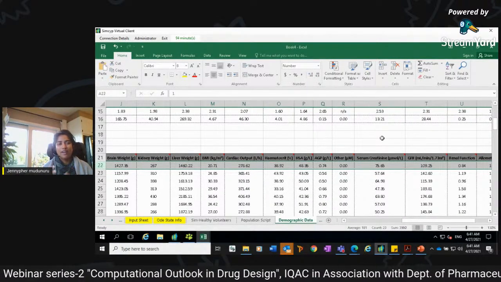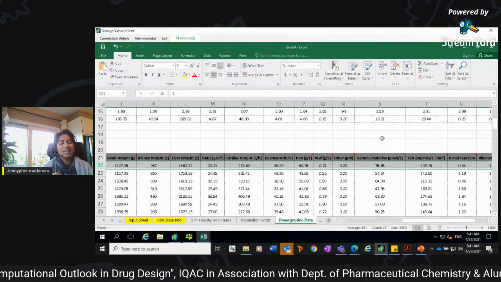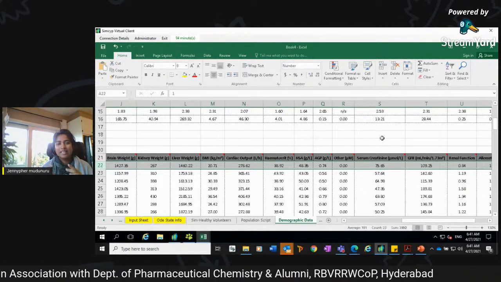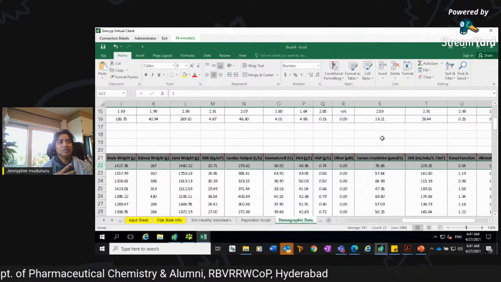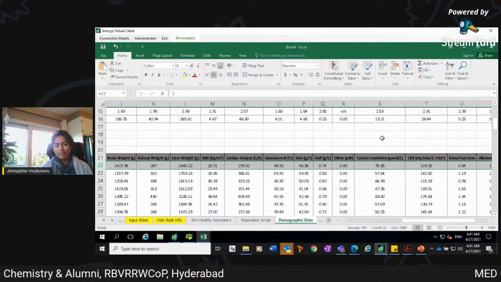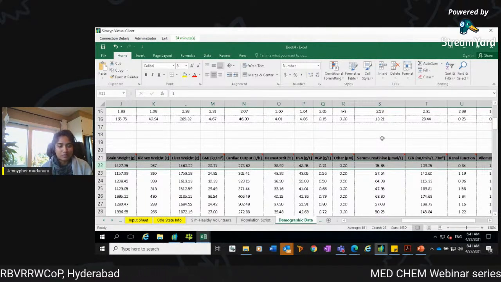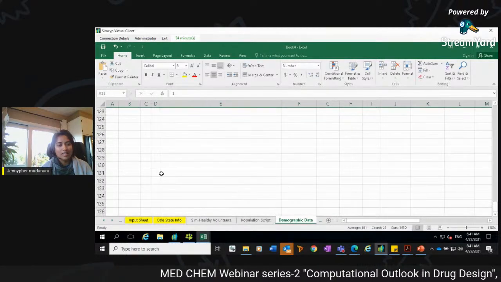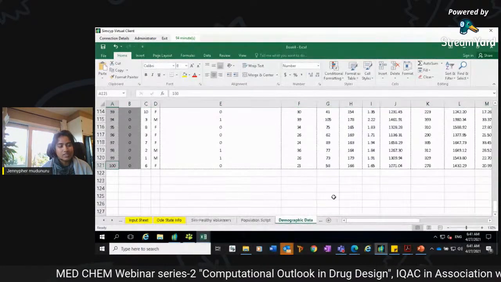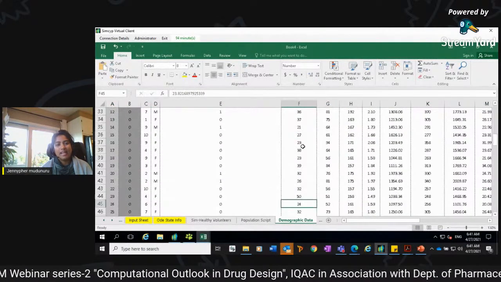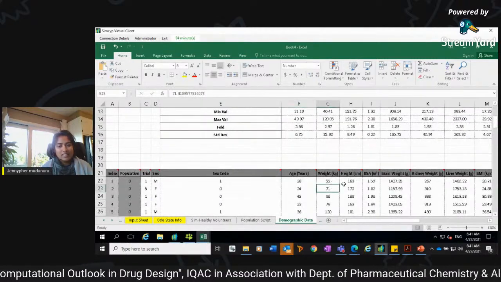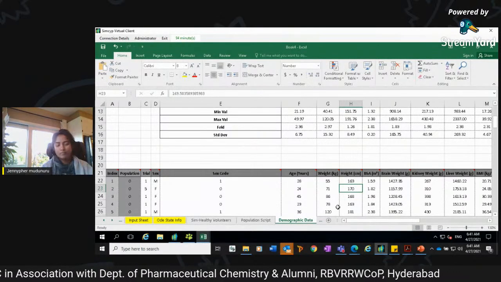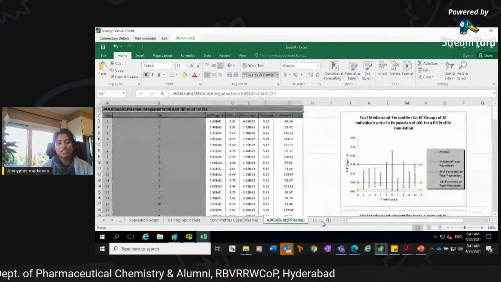The model went in the background and created 100 separate individuals. It's not the same individual, it's creating a population. If you were to recruit 100 people, they would be different from each other, and that is what SimCyp actually creates. Each of them is different: their age, weight, and height are different. So basically you have data from 100 people without actually going into the clinic.